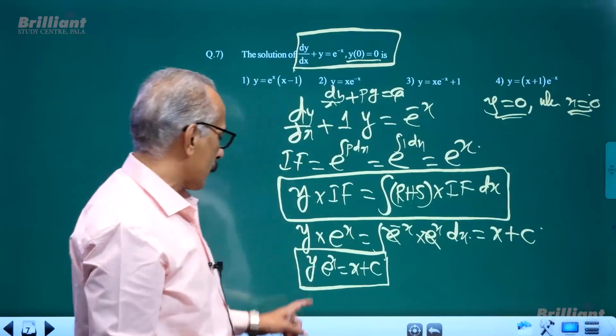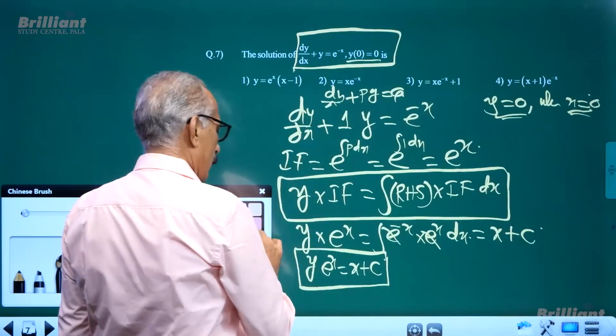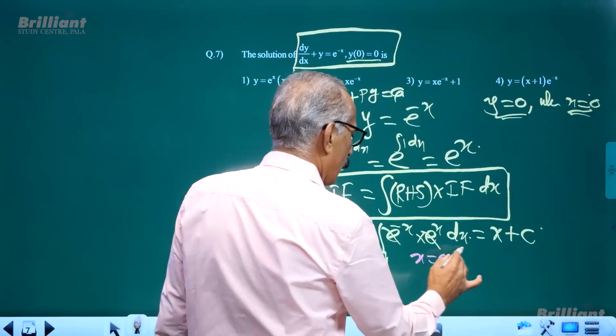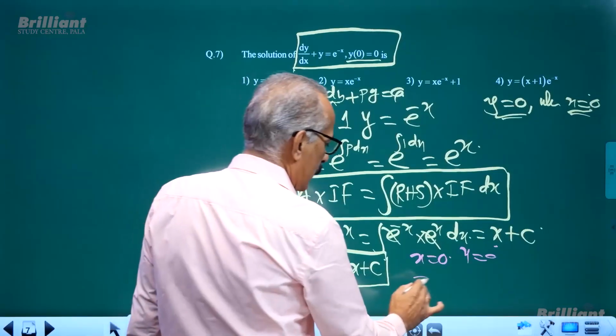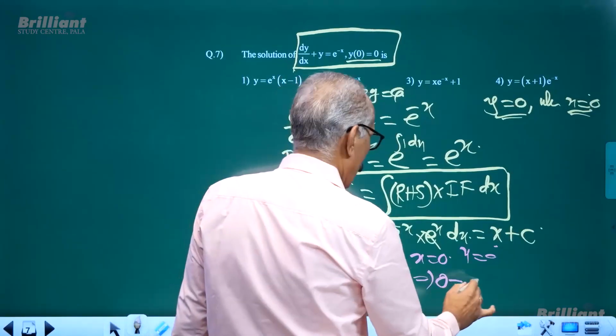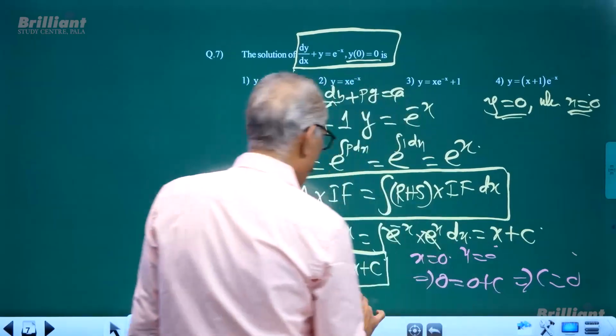Substitute x is equal to 0. So, we substitute x is equal to 0, y is equal to 0. So, 0 into this 0 equal to, so what does it imply? 0 is equal to 0 plus c. So, your c is equal to 0. What will be your answer?